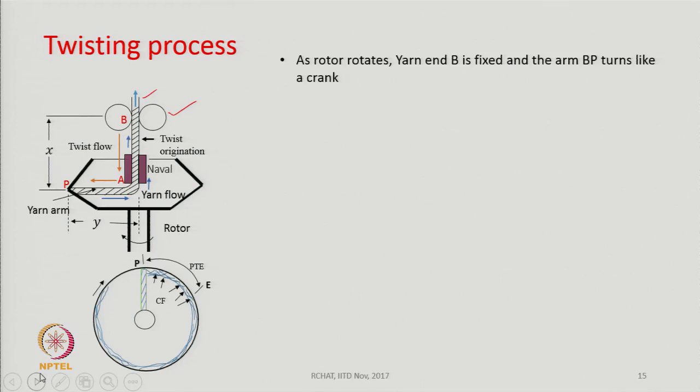Now, how is the yarn twist generated? As the rotor rotates, the yarn end B is fixed and the arm AP, not BP, the arm AP turns like a crank. Look at this arm AP.